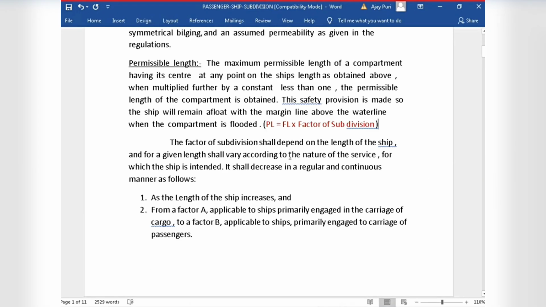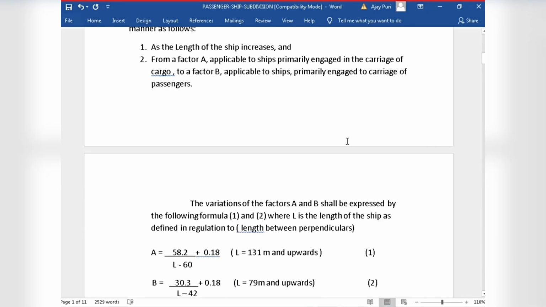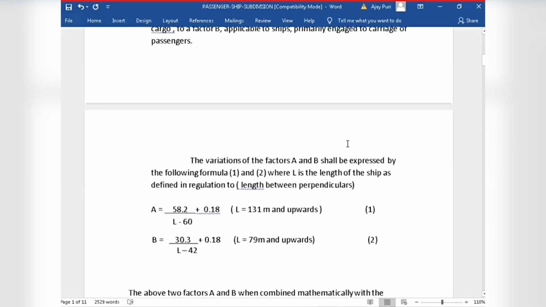Now the factor of subdivision shall depend on the length of the ship. So that's a factor which is less than 1. So that means how many subdivisions you're making. So factor of subdivision will depend on the length of ship, and for any given length shall vary according to the nature of service for which it is intended. It shall decrease in a regular continuous manner. As the length of the ship increases, the factor of subdivision will decrease. Now, we'll come to the formulas for this factor of subdivision.